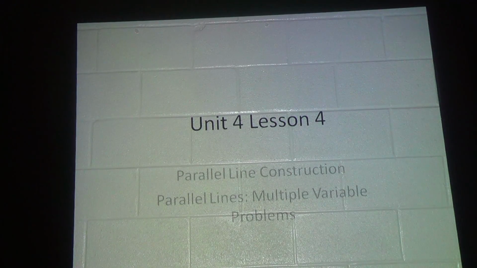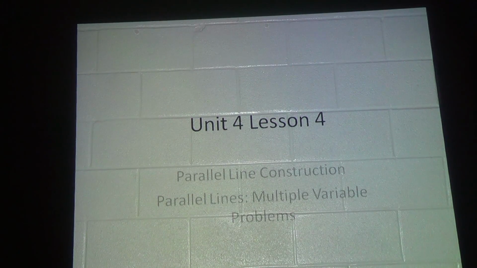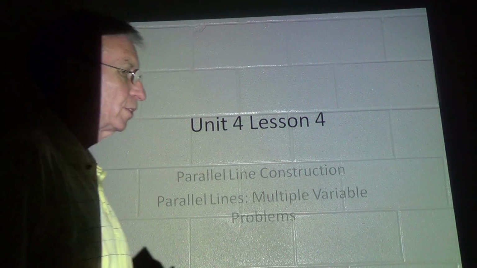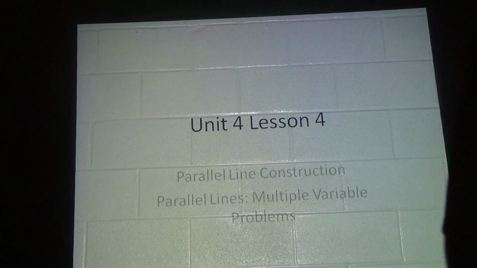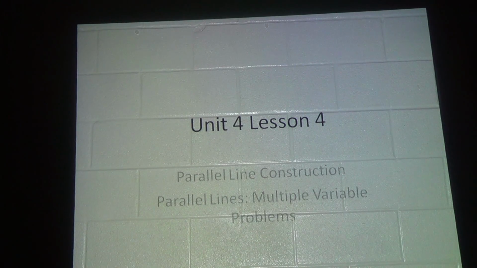Okay, everybody, welcome to this one. This is Unit 4, Lesson 4, Parallel Line Construction with Parallel Lines with Multiple Variable Problems. This just means that we're going to have some problems that are going to have more than just an X in it. So we're going to take a look at this.